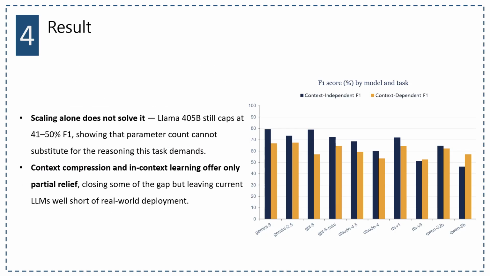The authors also found that scaling alone does not solve it. Moving from Llama 8 billion to 405 billion improved only 9 percentage points, so parameter count cannot substitute for the reasoning this task demands. Context compression and in-context learning offer only partial relief. They close part of the gap but leave current LLMs well short of real-world deployment.